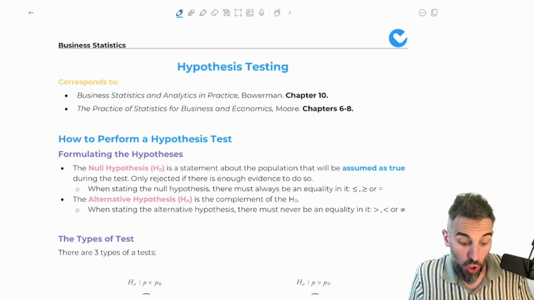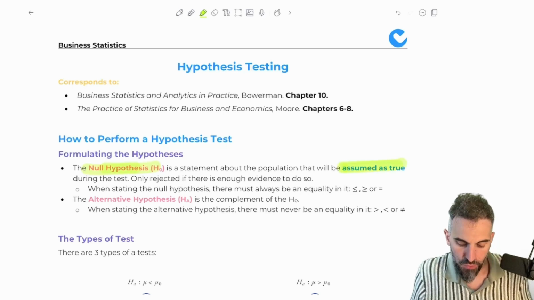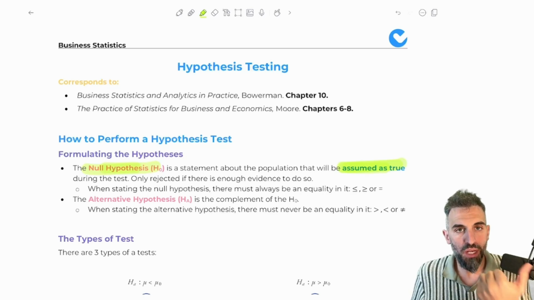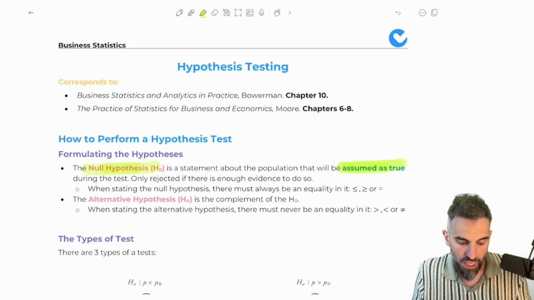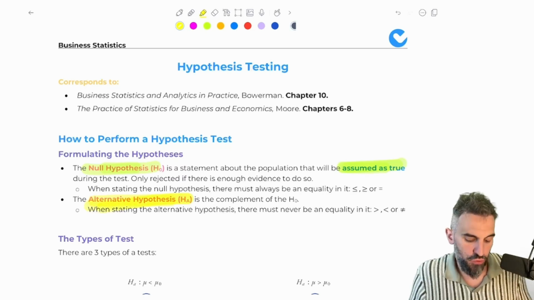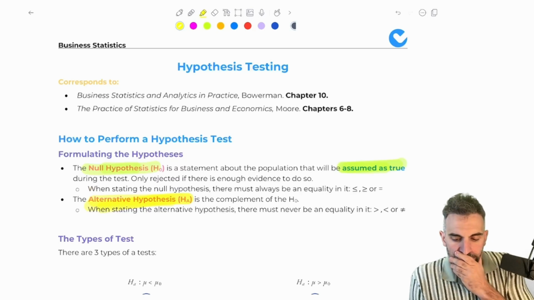There's what we call the null hypothesis. This null hypothesis is assumed true. It is not what you're trying to prove, right? There's always one hypothesis that is assumed to be true, and then there's the alternate hypothesis, which is what you are trying to prove. Think about, and we always use this comparison.